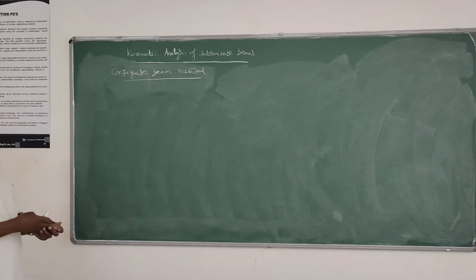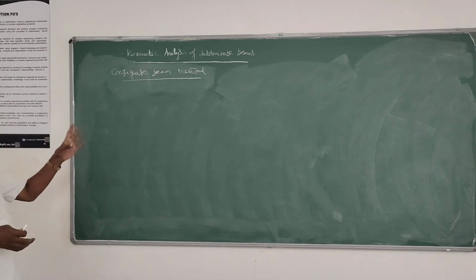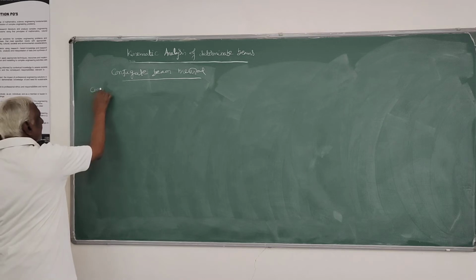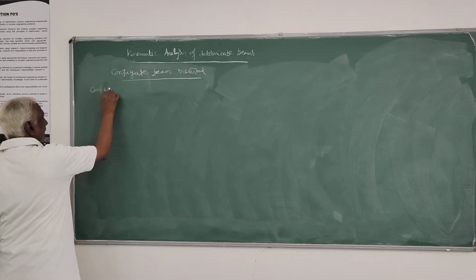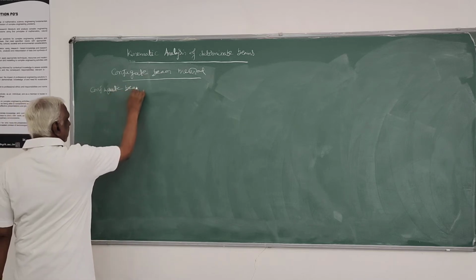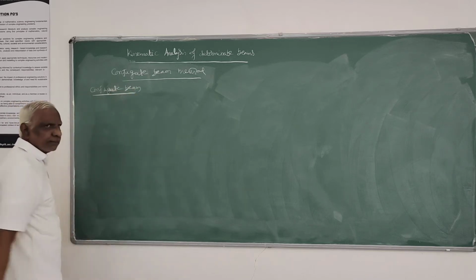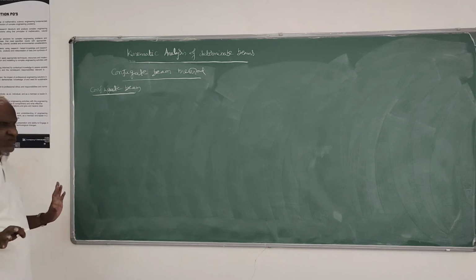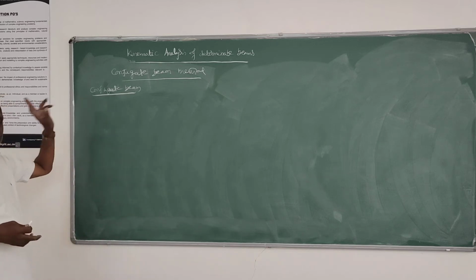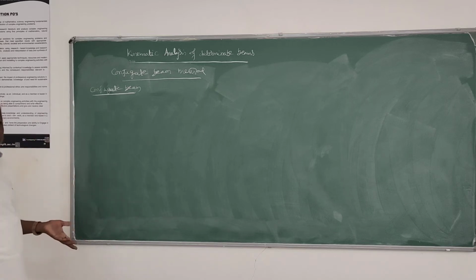Let us take up this conjugate beam method for evaluating slope and deflection in determinate beams. First, let us define what is this conjugate beam. What is meant by a conjugate beam? If you have understood this, then things will be very simple. This conjugate beam is nothing but an imaginary beam.